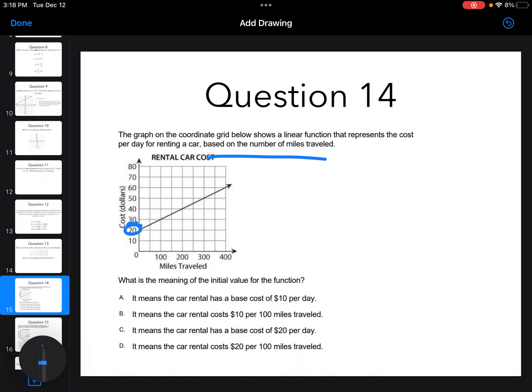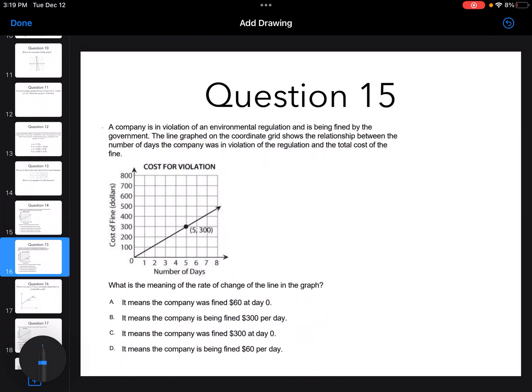So it means that the car rental has a base cost of $10 per day. It means that the car rental costs $10 per 100 miles traveled. It means that the rental car has a base cost of 20 miles per day. It means that the car rental costs $20 per 100 miles traveled. Well, they haven't traveled 100 miles yet, so it can't be that one, and it can't be that one. And it's not on 10, so the base cost just to rent the car is $20 per day.